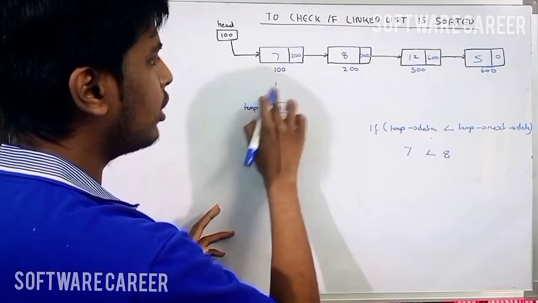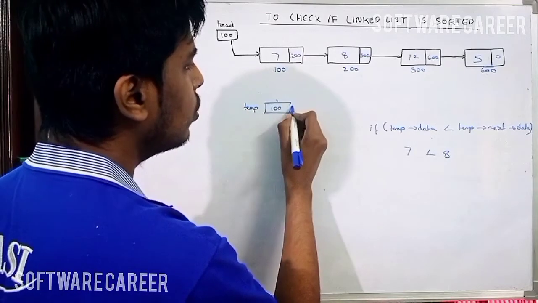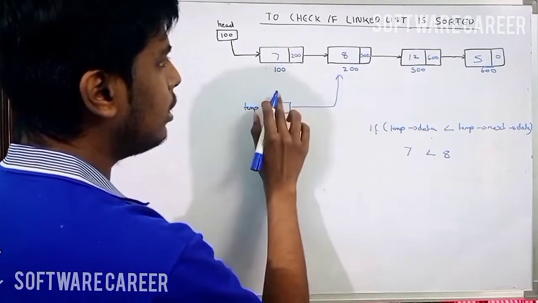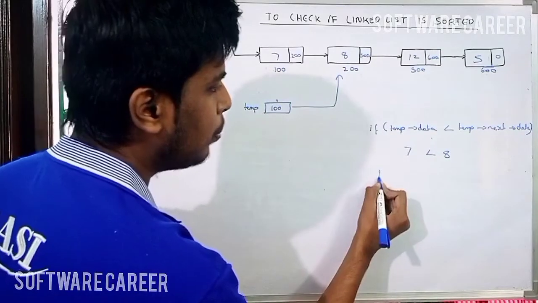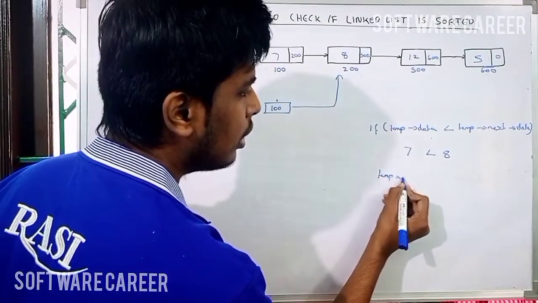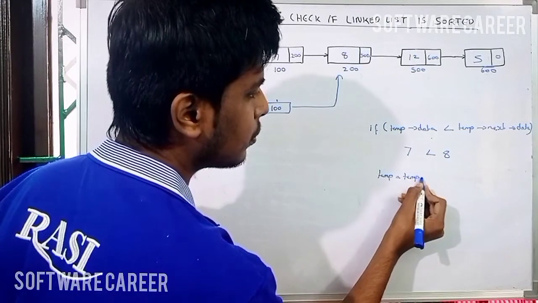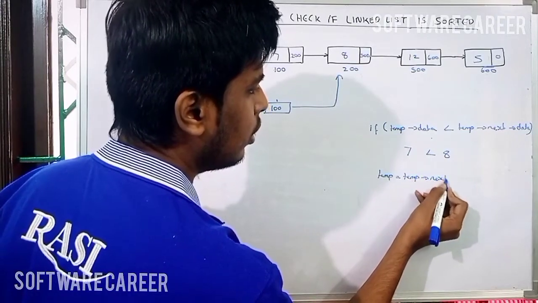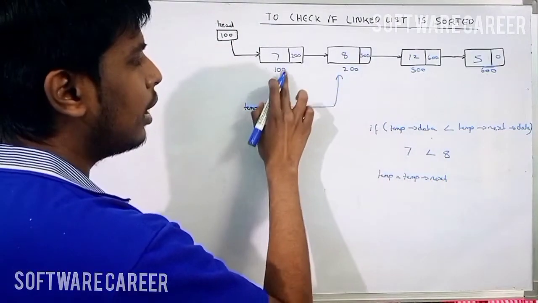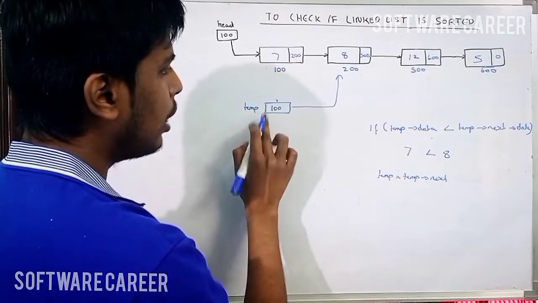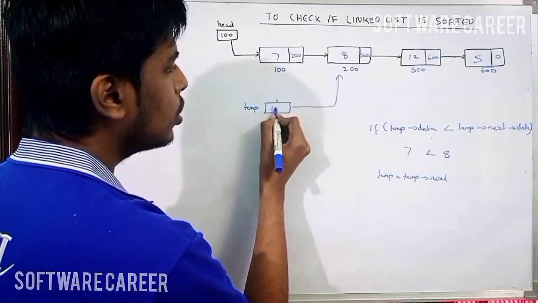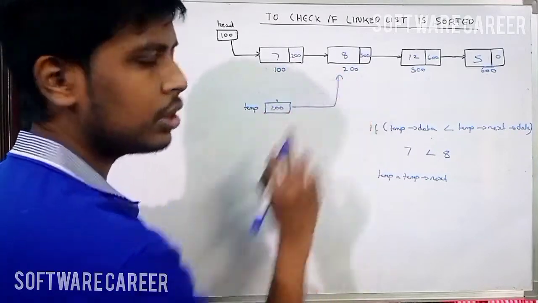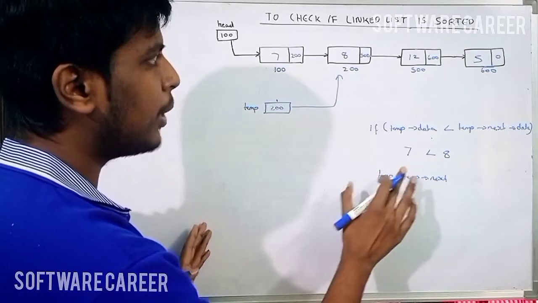Now you will move the pointer. You will move this pointer to this thing. So how will you write it? Temp equals temp next. Temp is 100, and 100's next is 200. Now the temp value changes to 200. So this pointer is pointing to this node, and this is what you will compare.